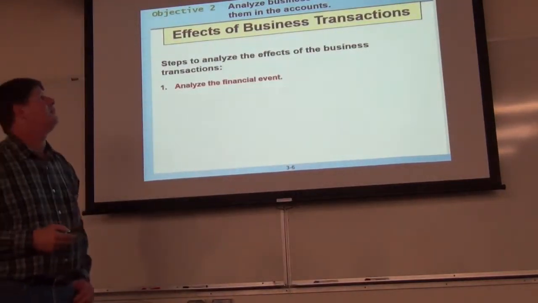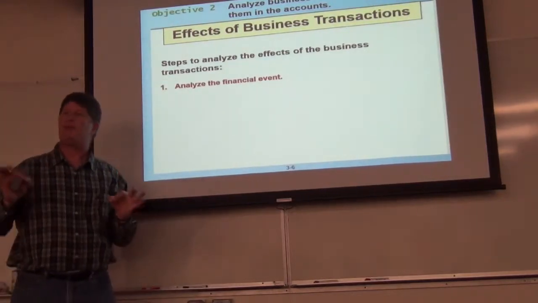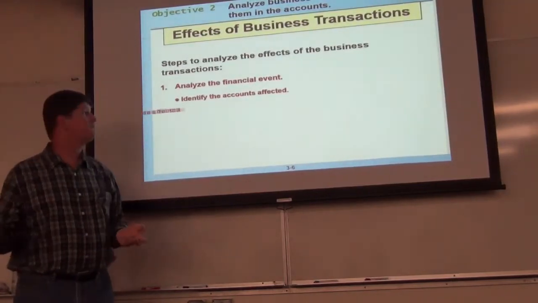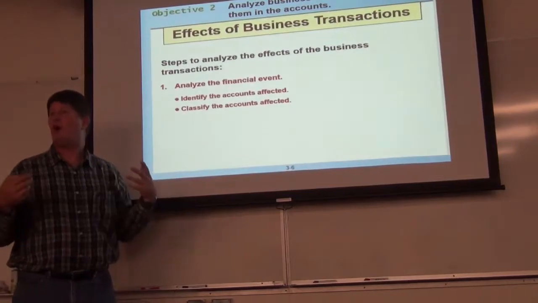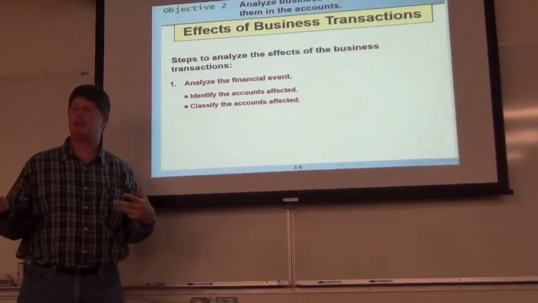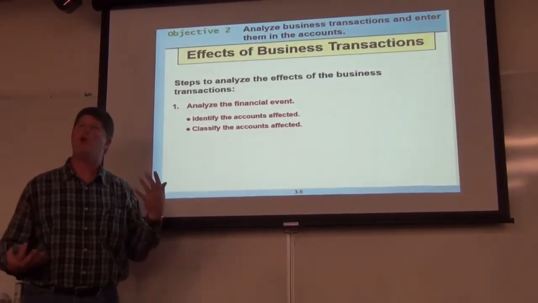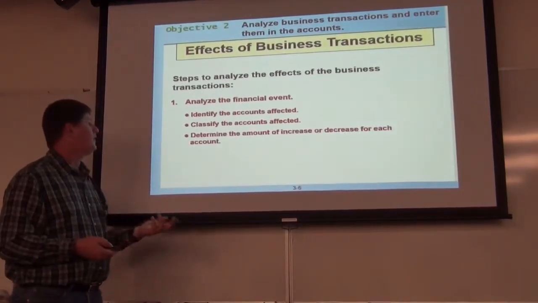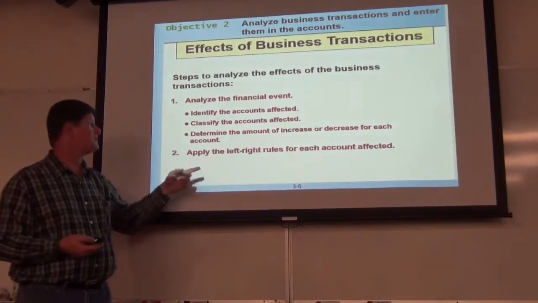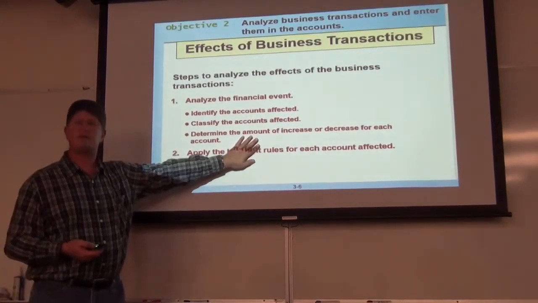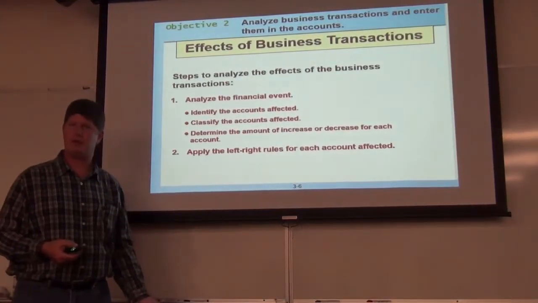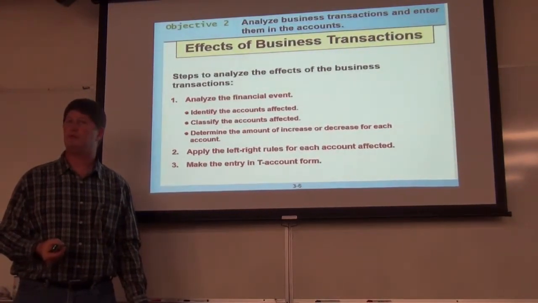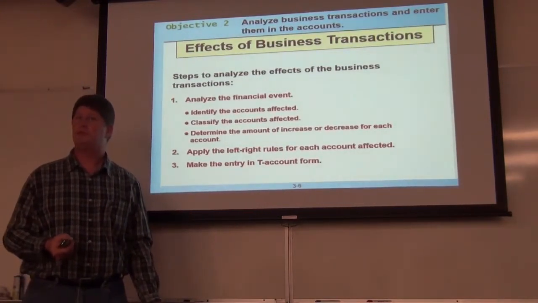All right. Here we go. Step one, when you're analyzing a transaction, look at it, identify the accounts that are affected. Classify them. By classifying, they mean, are they assets or liabilities? Then you can start to figure out which side of the T account you're going to affect, the debit or the credit. Determine the amount of increase or decrease. Apply the debit credit rules. And make the entry, just like we were doing on the board earlier. Good? Clear as mud?